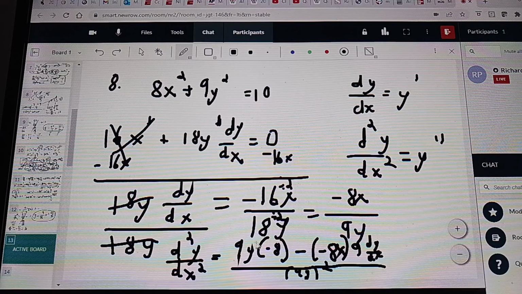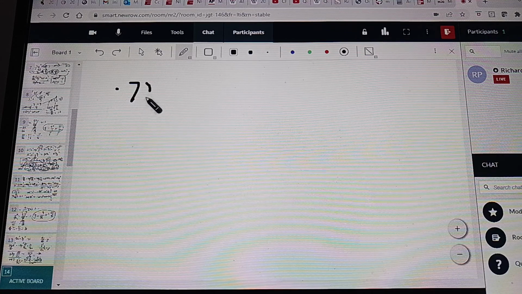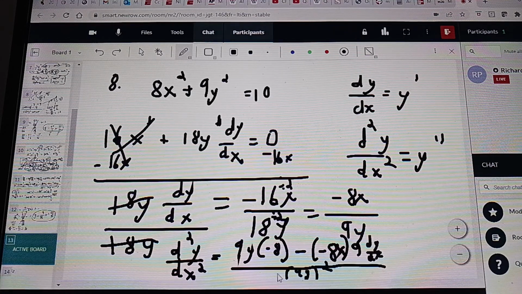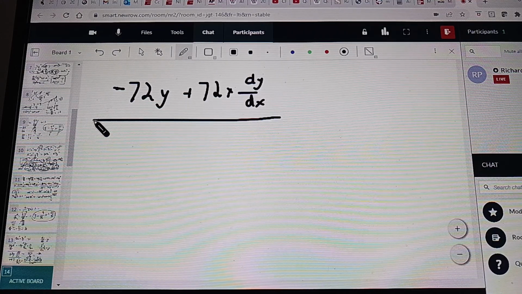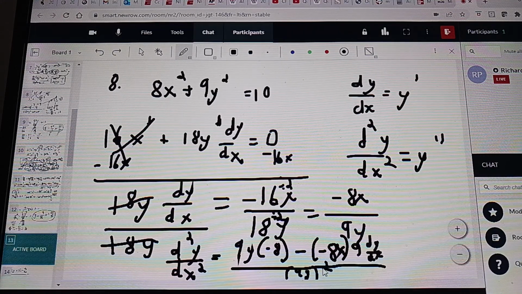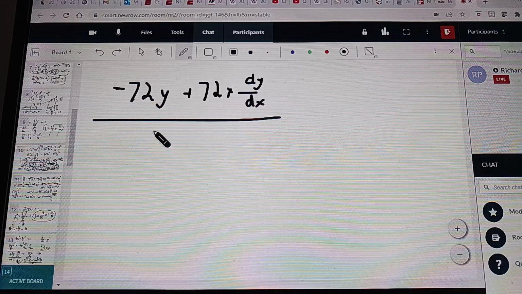Okay, so I've got a negative 72y right there. Negative 72y. And this double negative could be plus 72x dy over dx. And then in the denominator, you could square this by squaring both parts. Whenever you have a parenthesis squared, you do both parts like that. 9 squared is 81, and y squared is y squared, so I could put 81y squared in the bottom.